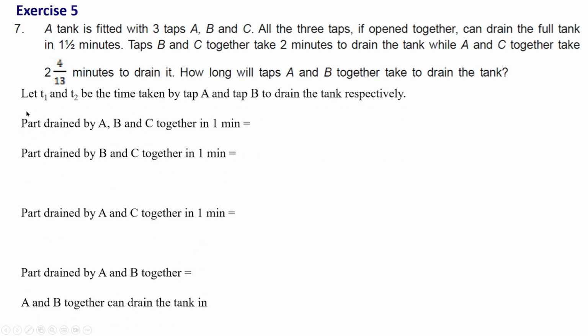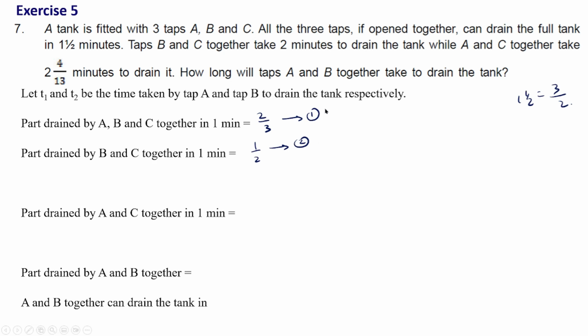So let T1 and T2 be the time taken by tap A and tap B to drain the tank respectively. Here it is given A, B and C together can drain the full tank in 1.5 minutes. Now this 1.5 is nothing but 3/2. So the part of the tank drained by A, B and C together in 1 minute will be the reciprocal of this, which is 2/3. Let us take this as 1. Then taps B and C together take 2 minutes to drain the tank. So the part drained by B and C together in 1 minute will be half.